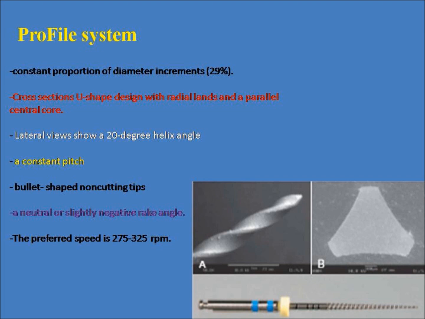angle. This configuration facilitates a reaming action. Debris is transported coronally and efficiently removed from the root canal. The preferred speed is 275 to 325 rotations per minute.